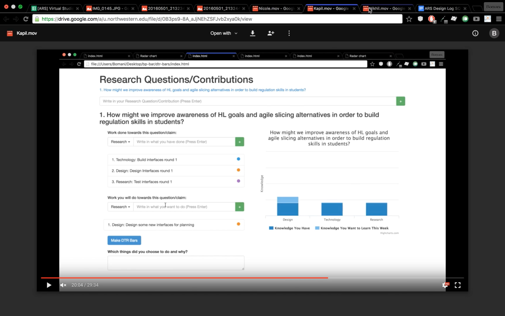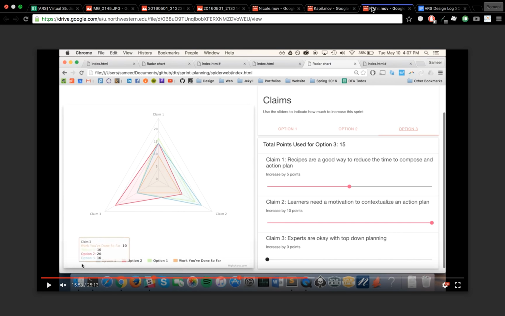The radar chart did afford helping students to think through different alternatives, just because we had the different options listed here. But it didn't really help students to create sensible slices. So yes, you can at the high level determine how much balance you want to put on each, how you want to balance out your work on claims, but there wasn't any way for students here to break that down into what the action items would be for a given sprint.